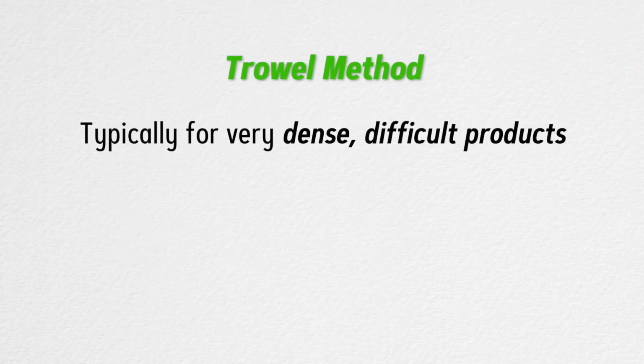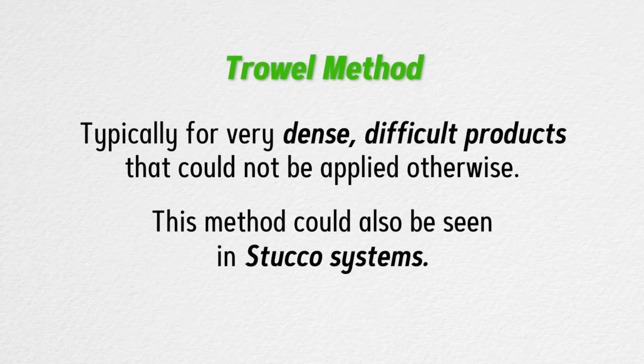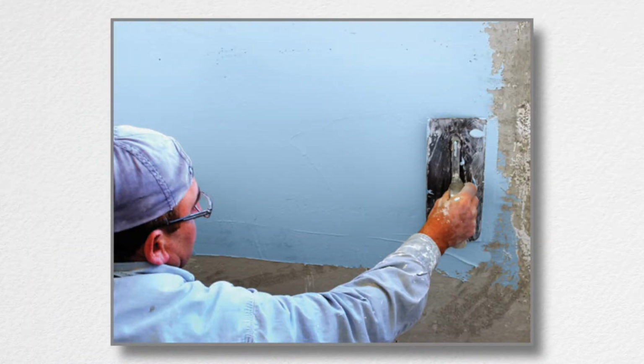Trowel applied is typically for very dense, difficult products that couldn't be applied any other way. Also, we would see this method in many stucco systems. This method is typically slower, but works well if something is cementitious or otherwise hard to get onto the wall.